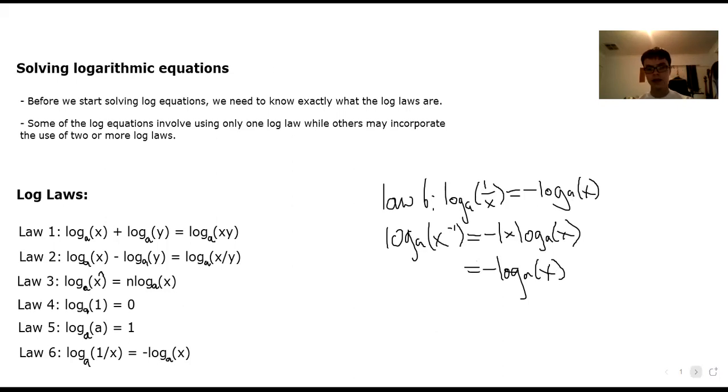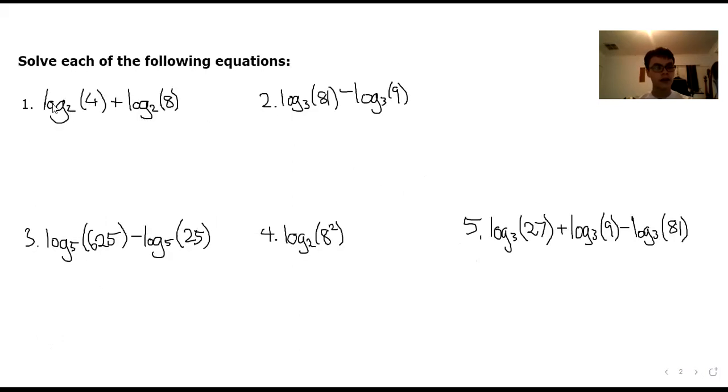So let's dive into the questions. Let's have a look at question 1. Question 1 should be fairly simple because we're only going to be using one of the log laws. So we have log 4 to the base 2 plus log 8 to the base 2. Since we're adding those two logarithms with the same base, that means we're going to use log law number 1.